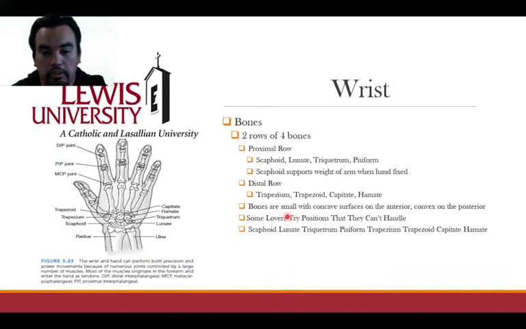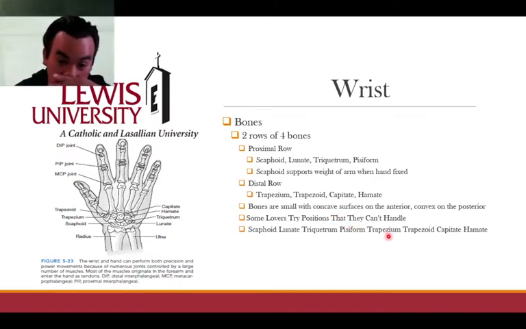And then the bones are small with concave surfaces on the anterior and convex on the posterior. And then a good way to remember this is: some lovers try positions that they can't handle. That's the one I always remembered when I was in college, so I'm passing along that generational knowledge to you guys. Okay, Some is the scaphoid, Lovers is lunate, Try is triquetrum. Positions is pisiform.